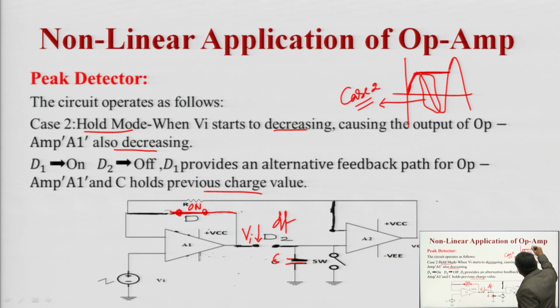Next is track mode and hold. So, track and hold will alternate to give the path for Vout. This is our Vin, Vi, and this will be our Vout.